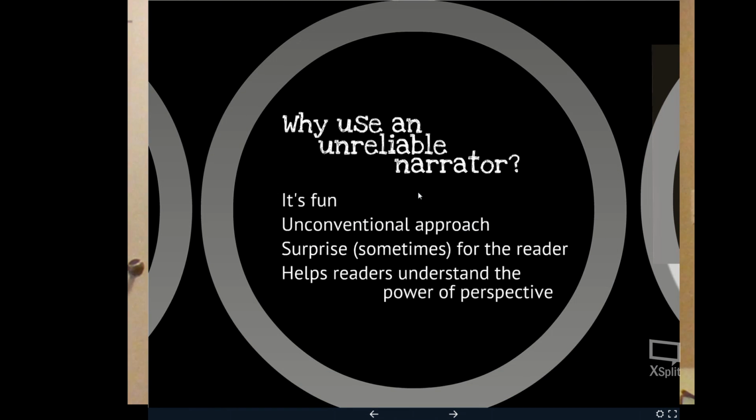Why use an unreliable narrator? It's a fun, unconventional approach, a surprise sometimes for the reader, and it helps readers understand the power of perspective. And perspective is an important thing because guess what? We all have a different perspective. We're all going to relate differently to the story. So, determining if the narrator is reliable or not is important to help our whole perspective on a story.